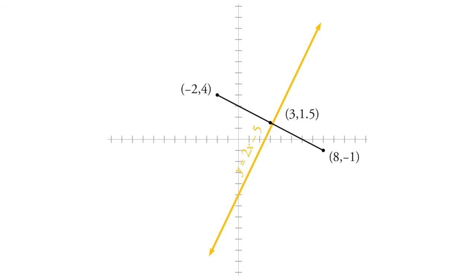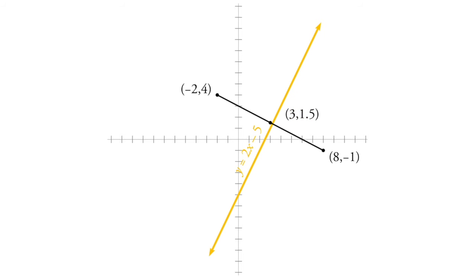So if it really bisects it, then there is going to be a point on this y equals 2x minus 5 line that is the same point as this line segment's midpoint. So we know the line segment's midpoint is (3, 1.5). So let's plug it in.